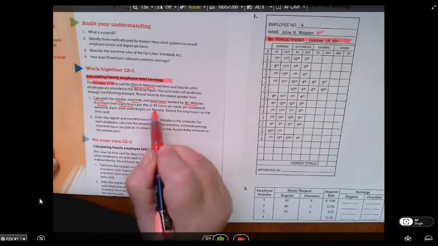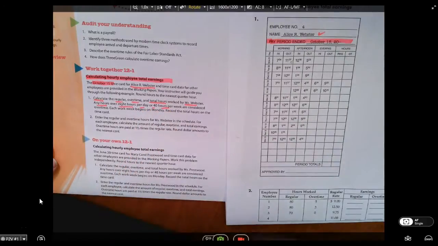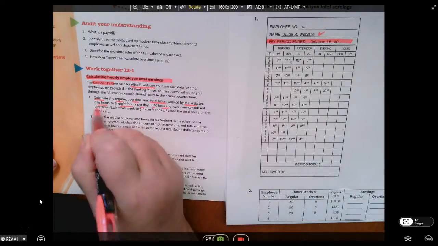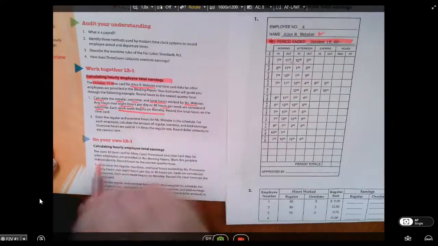Now it's telling us any hours over 8 hours a day or 40 hours a week, which in your reading you learned that some companies do provide overtime if you work more than 8 hours a day. The standard is more than 40 hours a week. Okay? Each work week begins on Monday. Record the total hours on the time card.